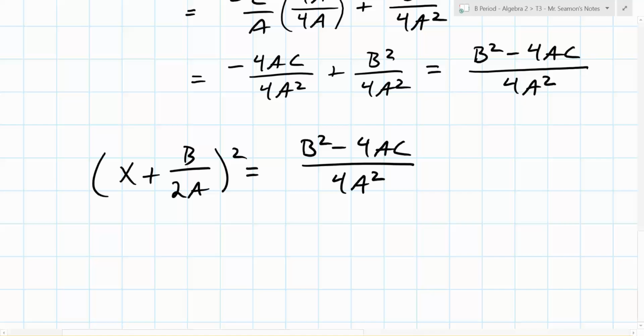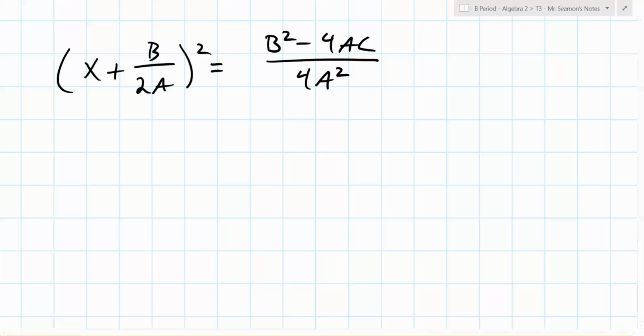So right here, what do we have on the left? We have a square. How could we get rid of a square? Nope, that's what a square is. What do we do to get rid of a square? Square root. Side note, what's the square root of 9?